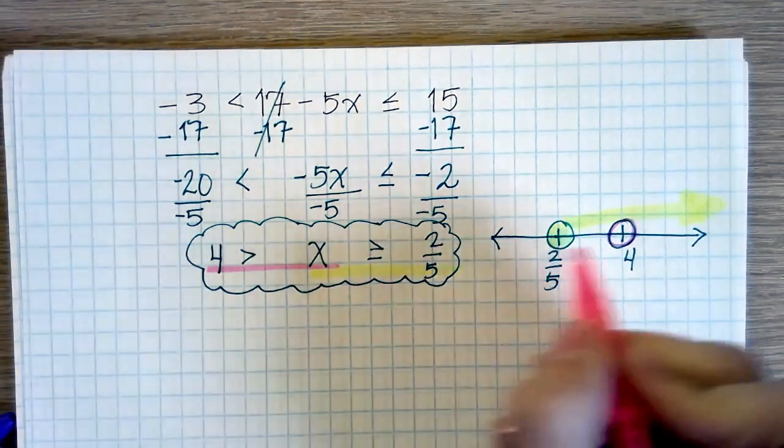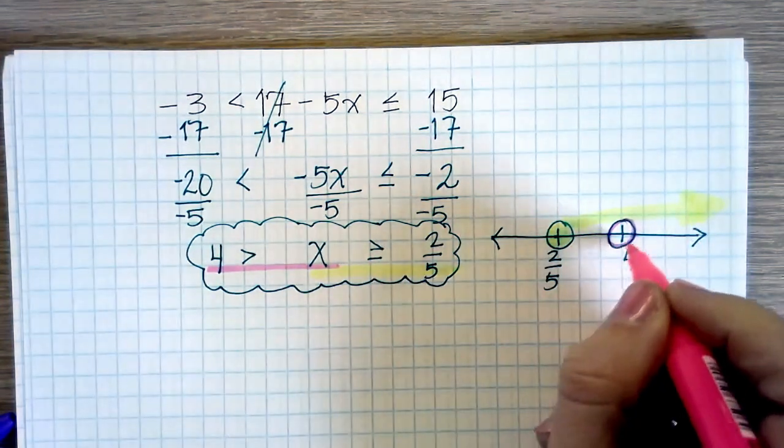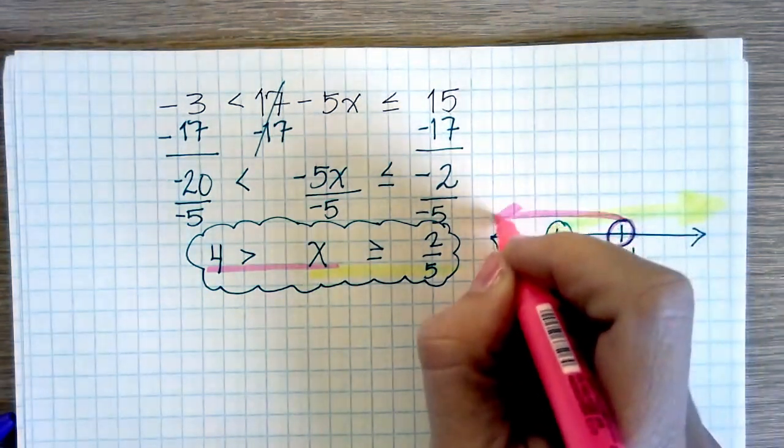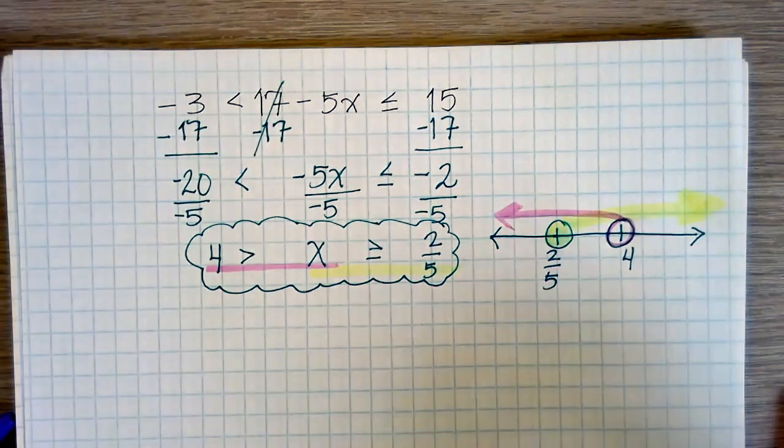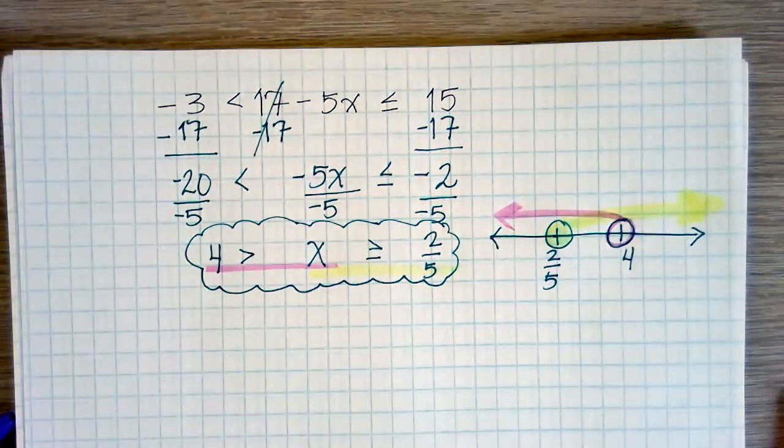No, only if it's or equal to. And x is less than 4 means I shade this way, like that. But this is a compound inequality. I want the answer where it's shaded twice, anywhere the pink and yellow can coexist.